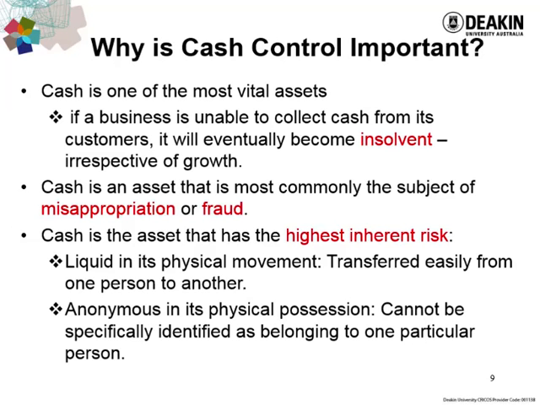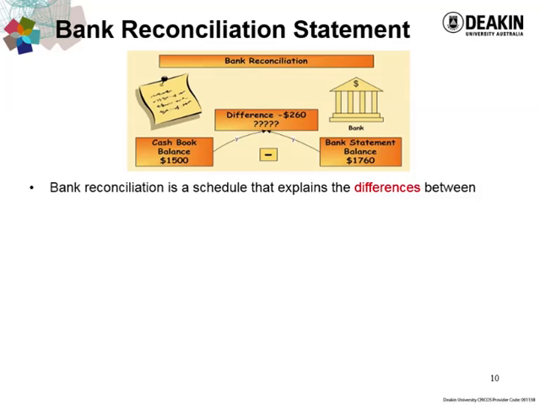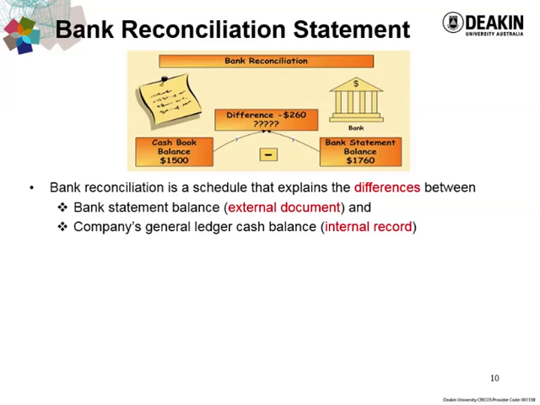One of the internal control for cash is to perform bank reconciliation procedure. So what do we do with bank reconciliation? Basically, bank reconciliation is to explain the differences between bank statement balance and the company's cash ledger account balance. Bank statement is an external document, but cash general ledger account is an internal record.